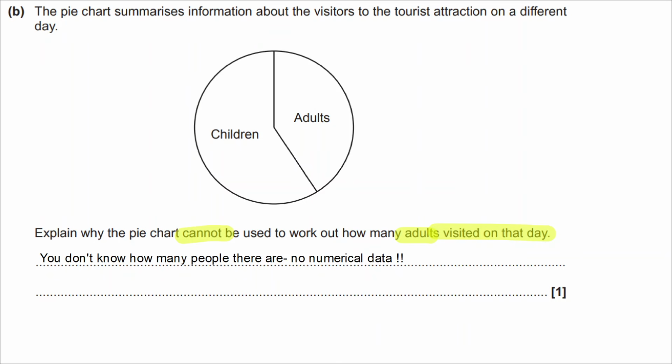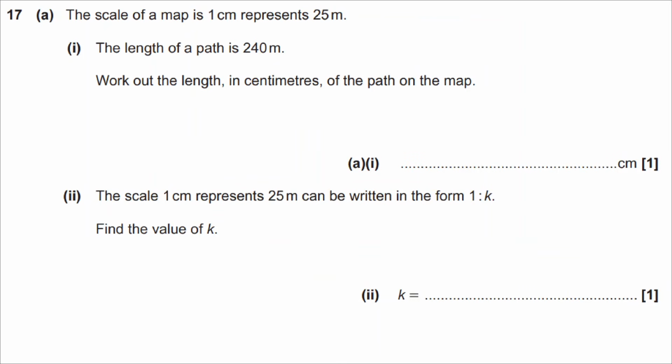On to the next question, which is this. The scale on a map is 1 centimeter represents 25 meters. The length of path is 240. Okay, so let's make a bit of a note of this. 1 centimeter is 25. Again, ratio. The length of a path is 240. Work out the length in centimeters of the path on the map.